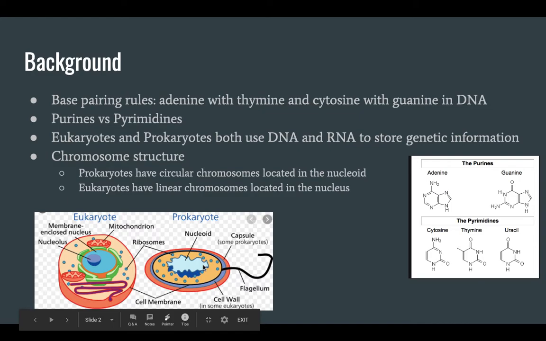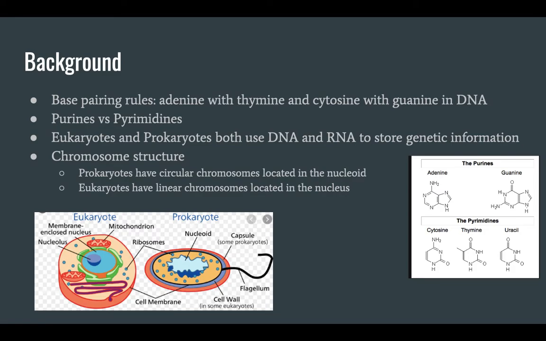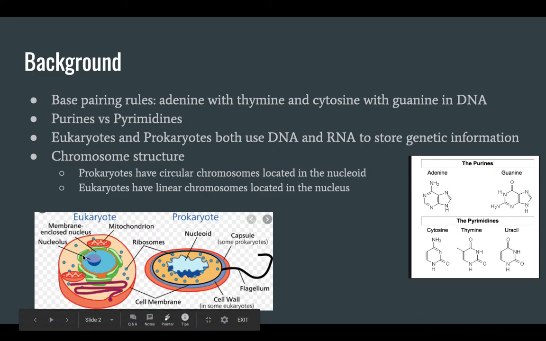Looking at eukaryotes, we can see that they have linear chromosomes located in the nucleus. The eukaryotes have membrane-bound organelles, so they have a membrane-enclosed nucleus. And the nucleus is this where I'm circling right now, with the nucleolus being the dense center within it.